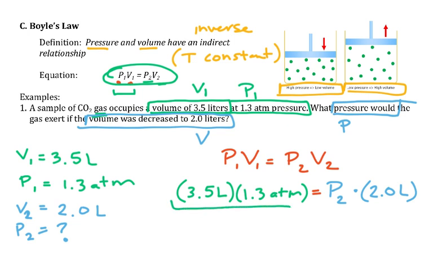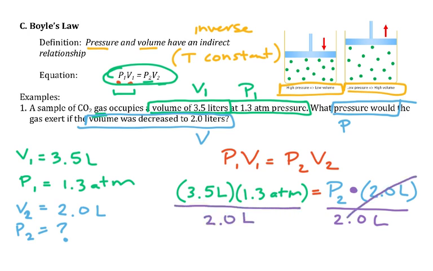If you want, you can multiply these together first. But what I'm looking at here to get P2 by itself, I need to, whatever the opposite of multiply is, I need to divide by 2 liters on both sides. That's going to cancel those 2 liters there. That also cancels my units for liters here. And then I can go ahead and grab my calculator, and I'm going to do 3.5 times 1.3. And then I'm going to divide by that 2 on the bottom.